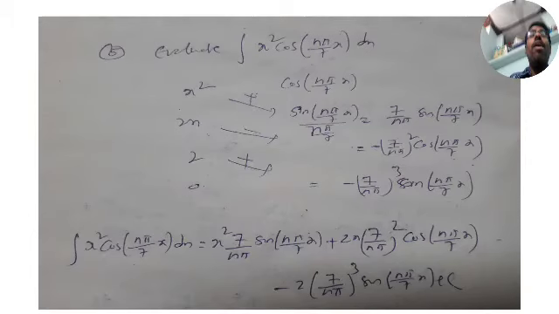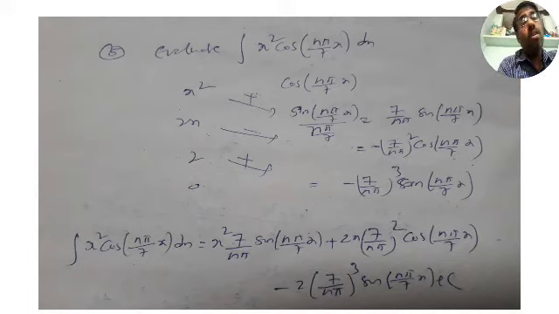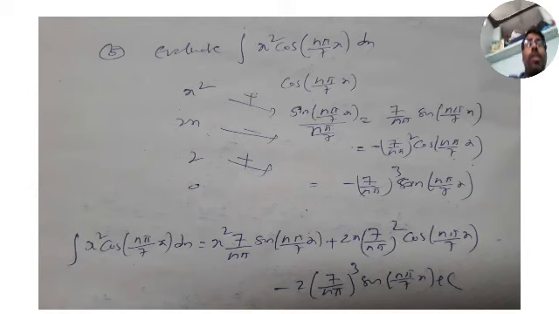So this is my next problem and the last problem on Bernoulli's rule, and it is very similar to the previous one, but many students get confused doing this problem. That's why I selected this problem for the slide itself, so that you will be clear about it. Yes, this is my fifth problem. Evaluate integration of x square into cos of n pi by 7 into x dx.